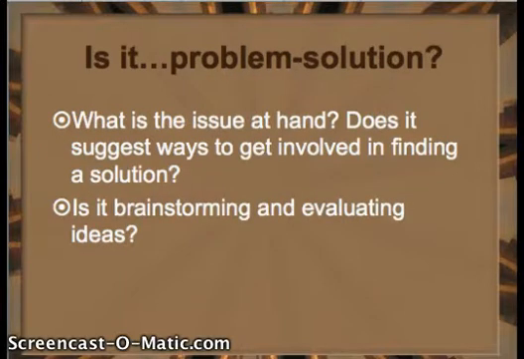So ask yourself, what's the issue at hand? Is it suggesting ways to get involved in finding a solution? Is it brainstorming and evaluating the ideas presented? If it is, it's probably problem solution.